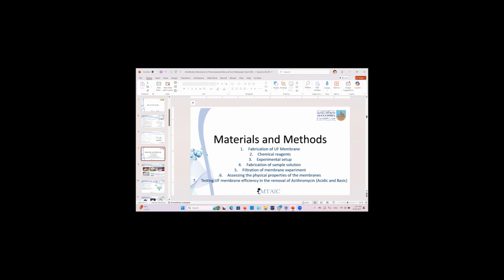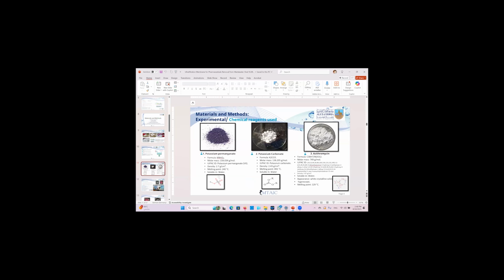And the final step, we will wash it with distilled water. And this is a description of the phase inversion technique. Okay, now we go to the experimental part. The major chemical agents used in this experiment were potassium permanganate and potassium carbonate, and azithromycin as our source pollutant.